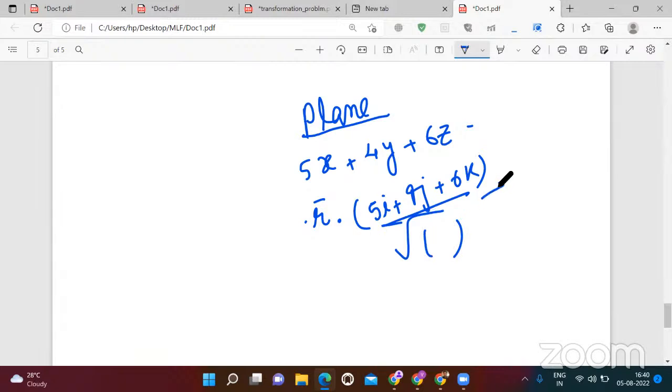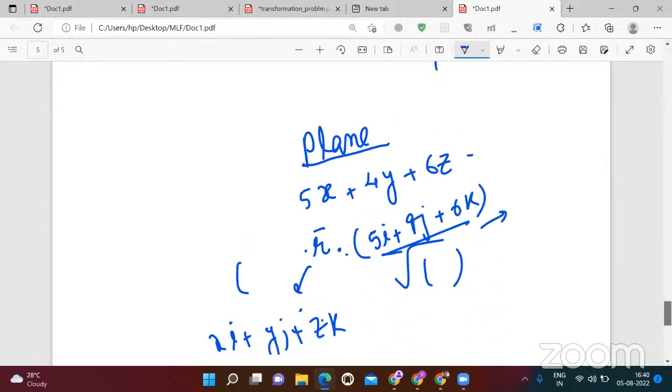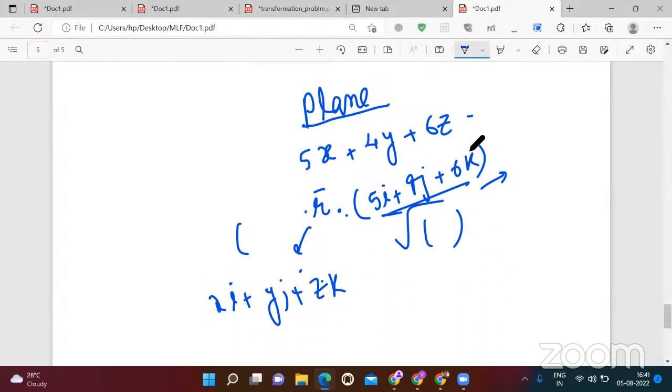Okay, how will I change this one? You don't have to do anything. You just have to multiply this. R is what? xi cap plus yj cap plus zk cap. Just do the dot product. You'll get the exact plane. This is the equation of the plane only.